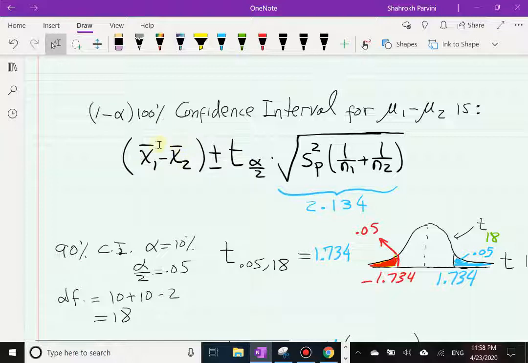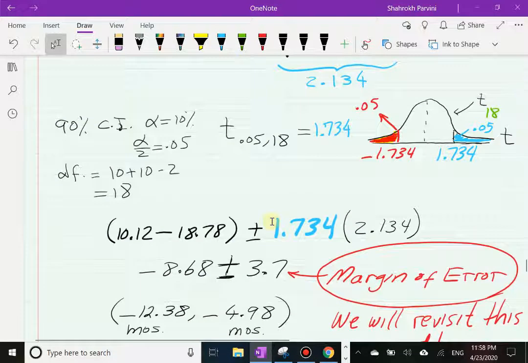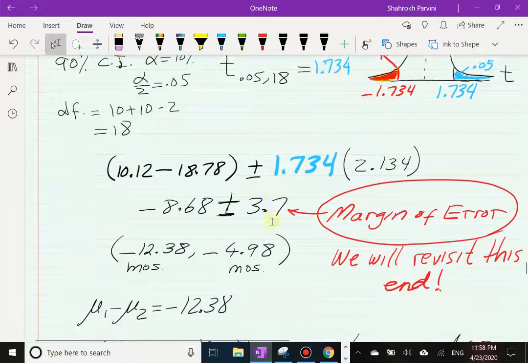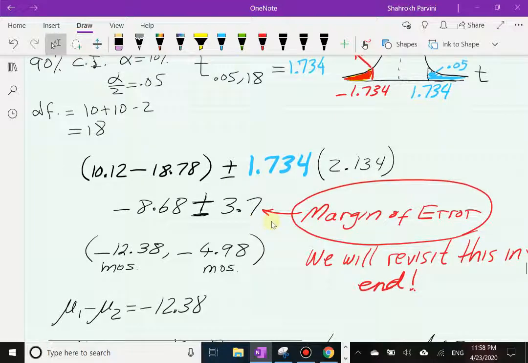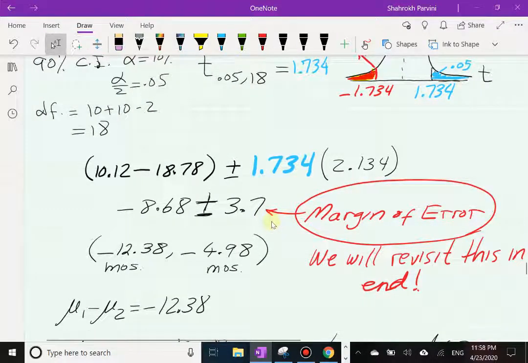This is the x bar 1 minus x bar 2. That was the numerator of your hypothesis test. And the square root was the denominator. And this t score, the way the author made up the confidence interval, means we don't need a different t score. So there you go. I have put that together, and our confidence interval turns out to be from negative 12.38 to negative 4.98 months.